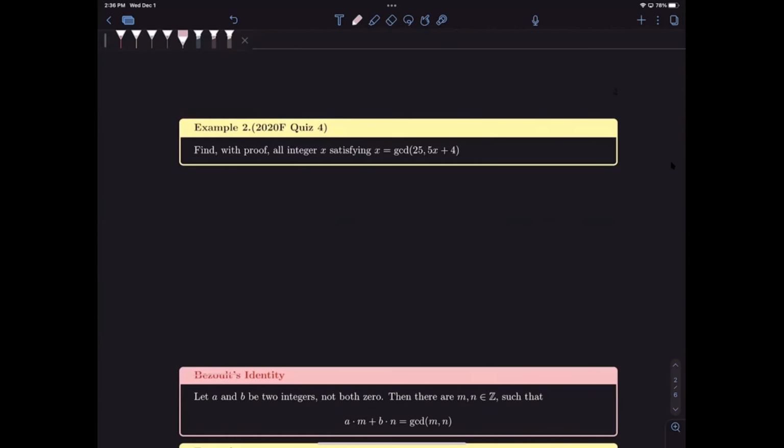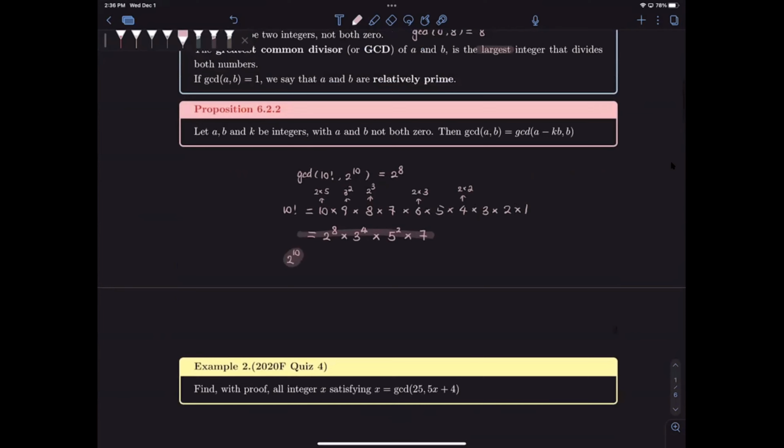Let's do example 2. Find with proof all integers x satisfying x equals GCD of 25 and 5x plus 4. How do I do this? How is it the greatest common divisor? Because the only common divisors are 2 to the power of something, and 2 to the 8 is the biggest one. That's why. All the other ones are not common divisors. Does that make sense?